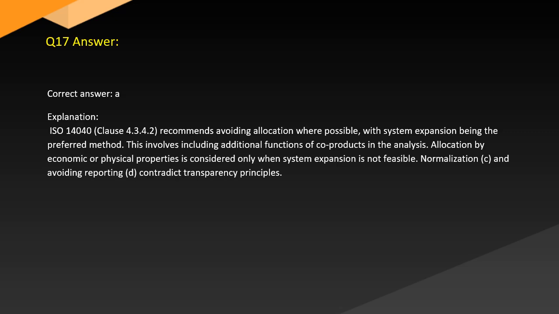Answer. Correct answer: A. Explanation. ISO 14040 clause 4.3.4.2 recommends avoiding allocation where possible, with system expansion being the preferred method. This involves including additional functions of coproducts in the analysis. Allocation by economic or physical properties is considered only when system expansion is not feasible. Normalization, C, and avoiding reporting, D, contradict transparency principles.